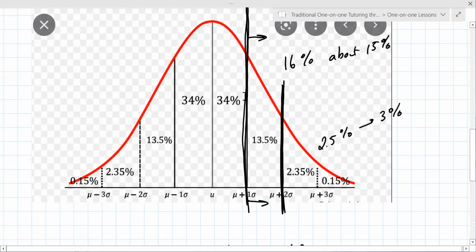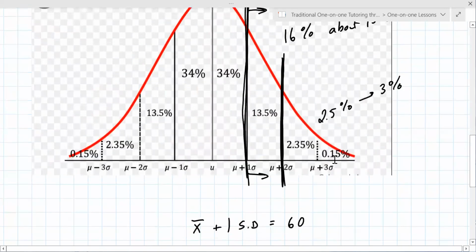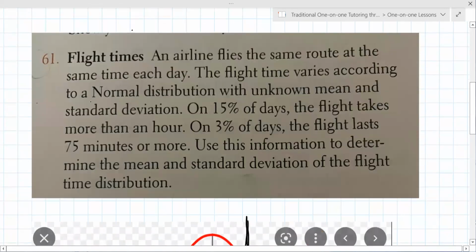Right. And so the only thing that I think could throw you off in a problem like this is this estimation that 16% is about 15% and 2.5% is about 3%. That's probably the only thing that would throw you off. But you're right, this is a normal distribution problem. I mean, it says that, but we're using the given information to determine the mean and the standard deviation.